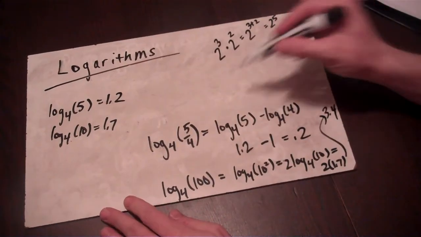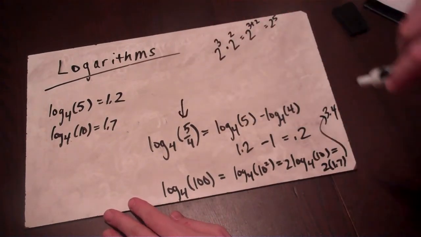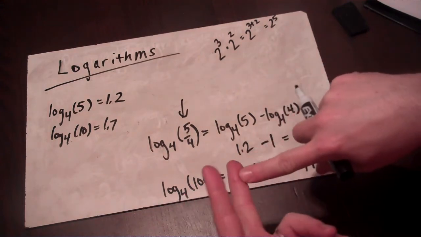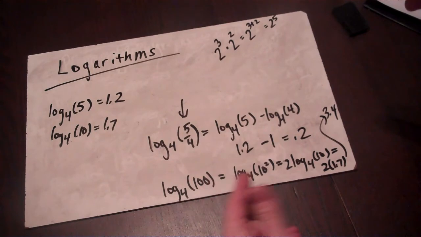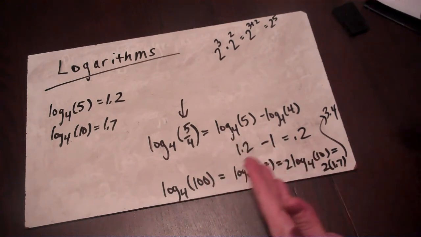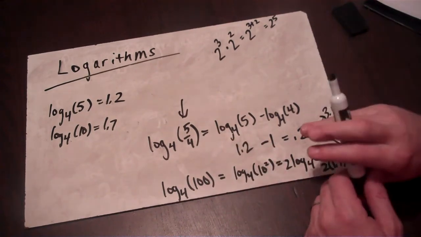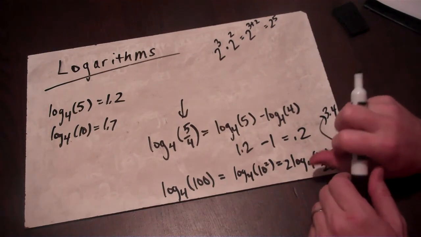So what you can do is look inside here and see if you can make it using products and divisions, rewrite it as a product or a division, and then use the properties to break this up into pieces that you can add or subtract. So that's how we can actually use the properties for logarithms.